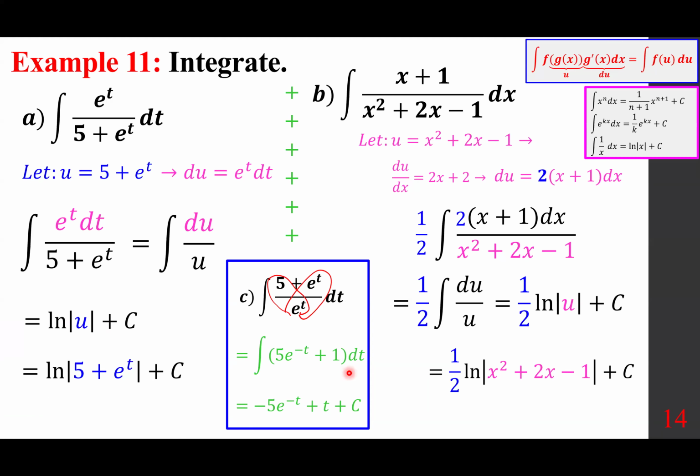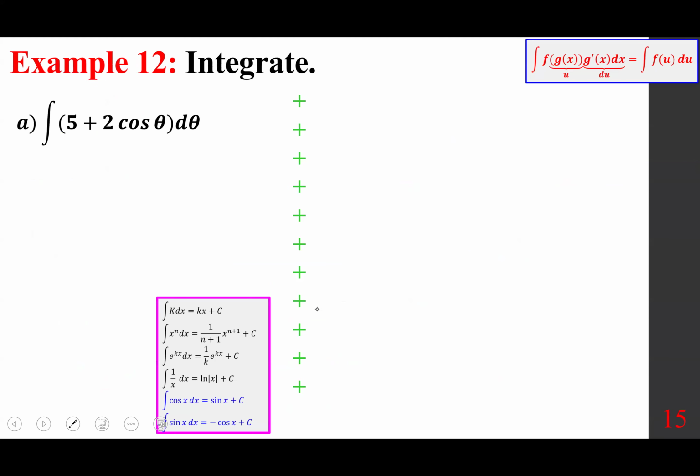So compare and contrast. This, we must use substitution. This, there is no need for that. Let's integrate. And before we do that, let's pay attention to d theta, which is telling us the independent variable is theta. Therefore, 5 gives us 5 theta. So pay attention to that. 2 cosine gives us 2 sine theta, and a constant. We are done. The purpose of this question was just to remind you, pay attention to your independent variable.